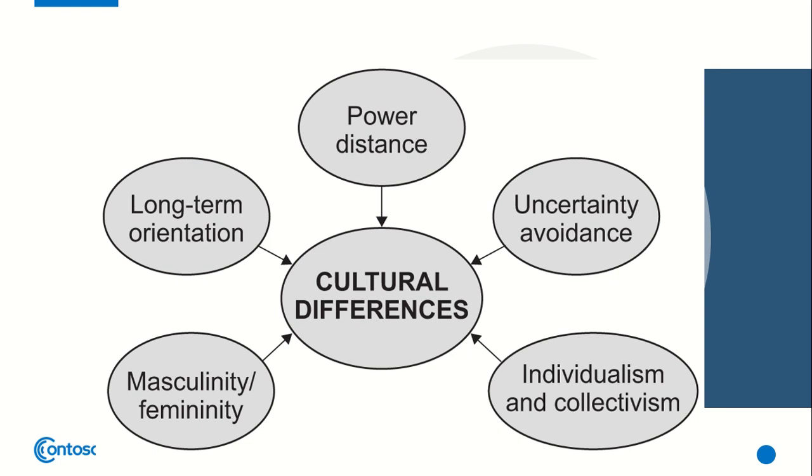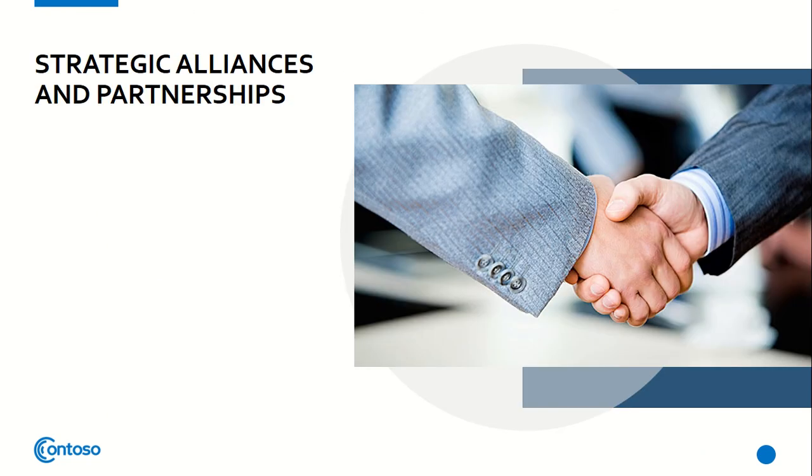Finally is the long-term versus short-term orientation. It is the persistence to reach a future rather than live in the present, follow tradition and other social obligations. Long-term orientations are found in China and Japan, but are low in Anglo-American, Islamic, African, and Latin American countries. Okay, so the last topic would be strategic alliances and partnerships.